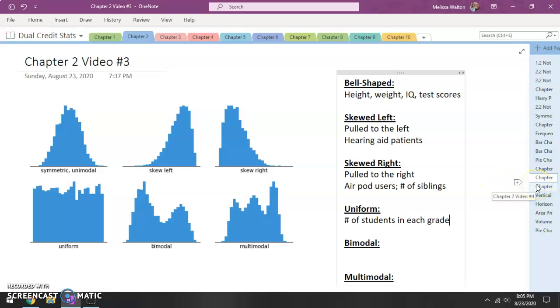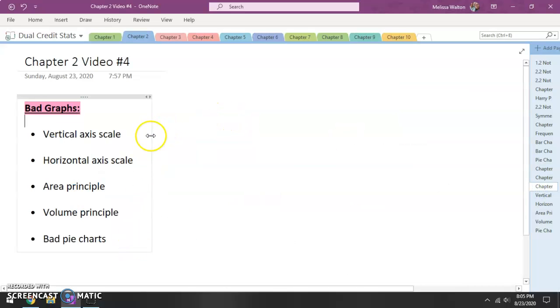I am swimming in bad graphs right now with the COVID crisis. So, we are going to go ahead and talk about what makes a bad graph. And if I were to choose one lesson that you take with you, regardless of what profession you go into, it's this: how to spot a bad graph and call it out.